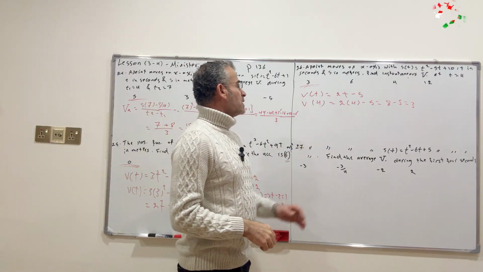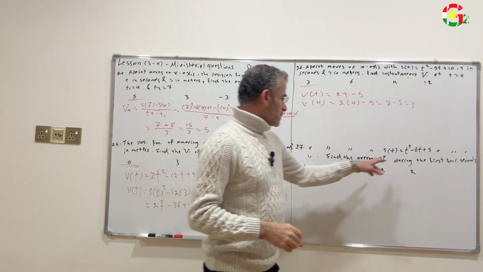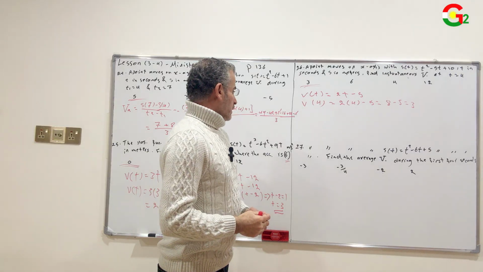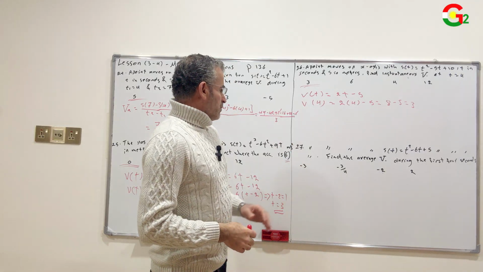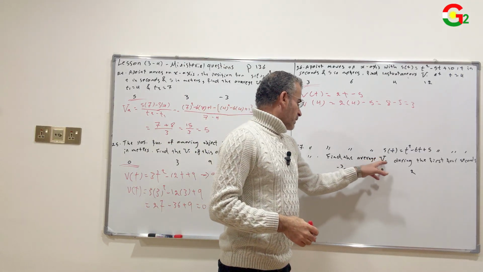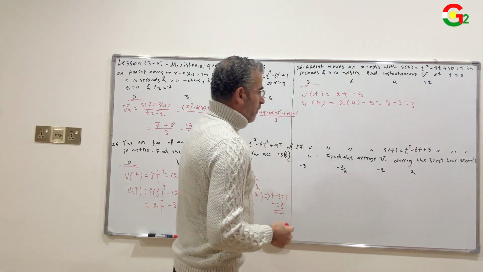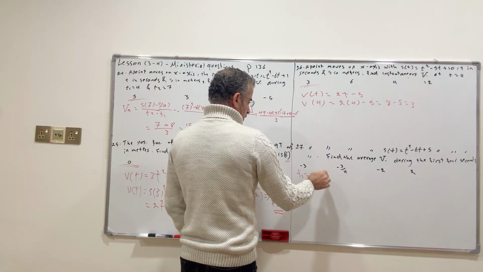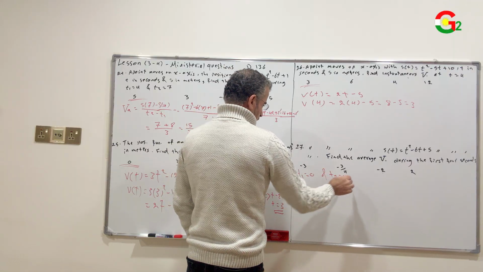Question number 27. A point moves on x-axis according to the position function s of t equals t squared minus 6t plus 5, t in seconds and s in meters. Find the average velocity during the first 4 seconds.